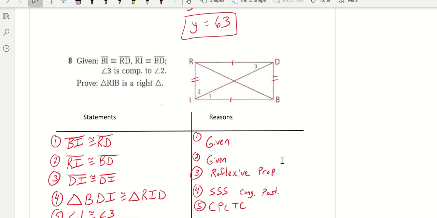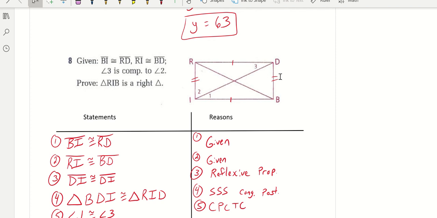Number 8. This is tough for an early problem. Given that BI, where is BI? BI is down here on the bottom of this figure, is congruent to RD. Where is RD? RD is on the top of this figure. Also, RI, which is the side on the left, is congruent to BD, which is the side on the right.